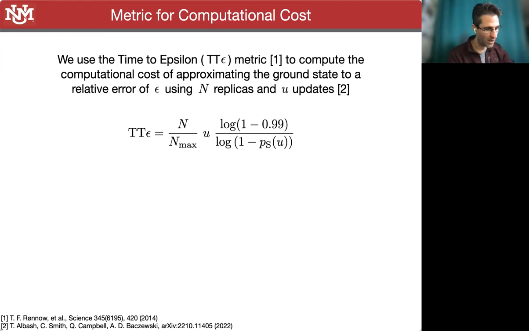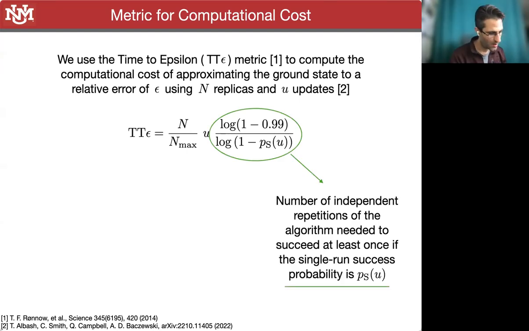For those who are not familiar, this is a way to measure the computational cost of finding or approximating the ground state to a relative error of epsilon using U updates. So this is the formula, and let me explain the various terms. This term counts the number of independent repetitions of your algorithm that you need to do to guarantee that you achieve this success condition at least once, if your single run success probability is this.